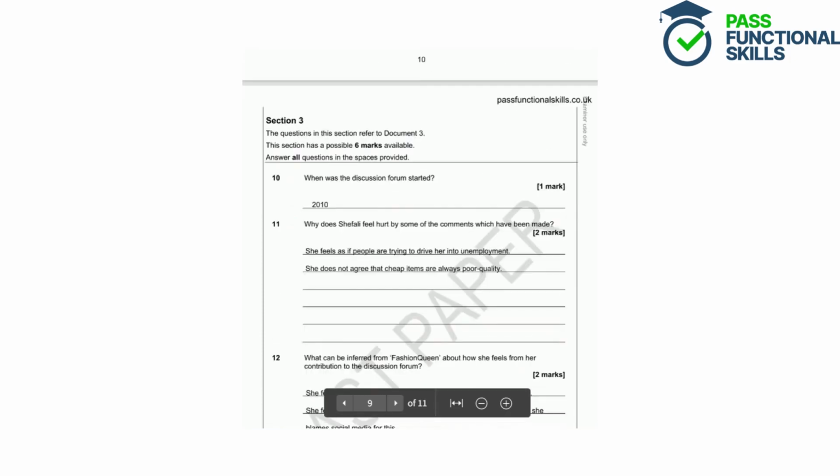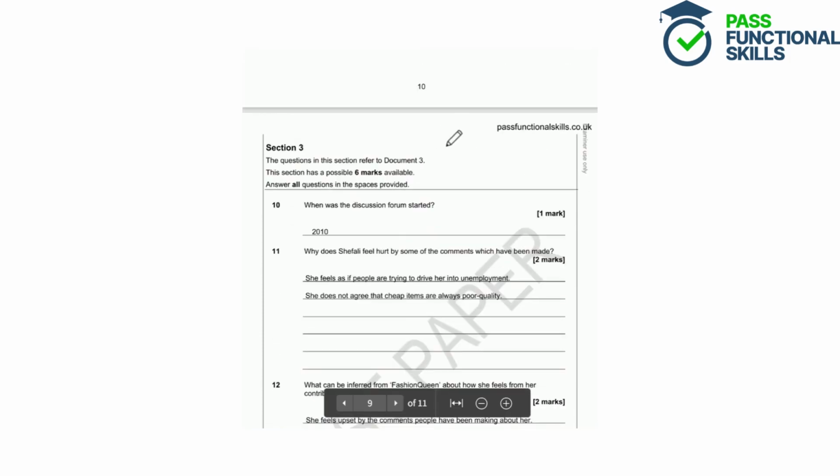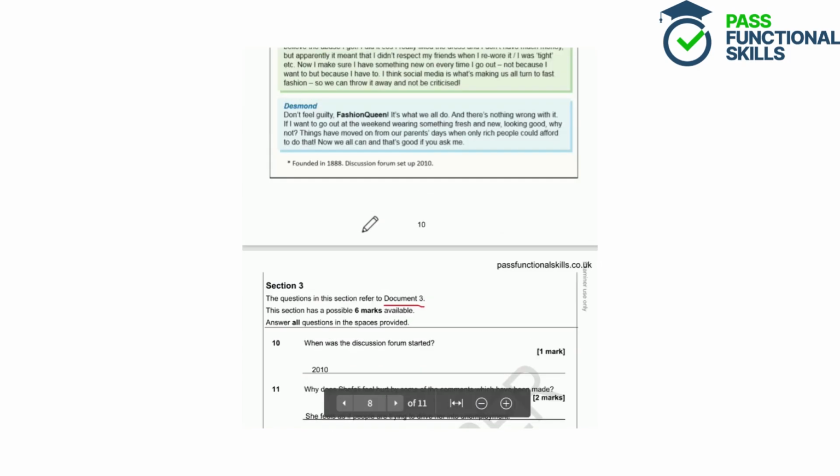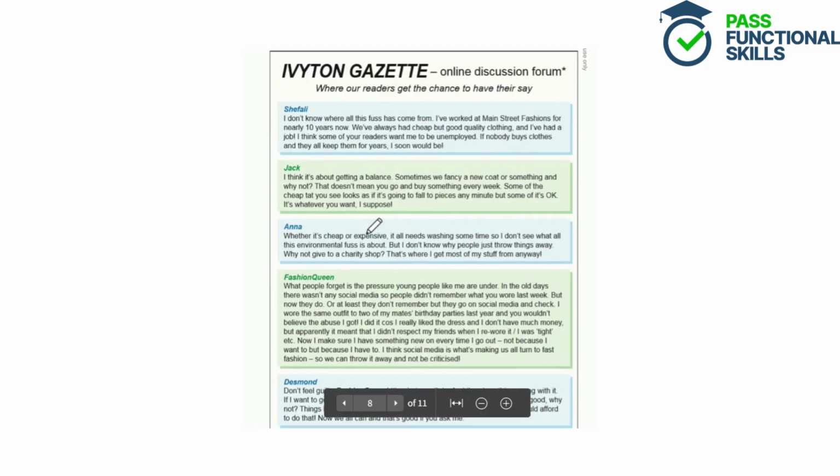Okay, so section 3, these questions now refer to document 3, so we've got another new document. So question 10 says, when was the discussion forum started? And the answer here is 2010, so let's have a look at the document and see how we know that. So we can see up here we've got online discussion forum, which is what we're looking to find information about, and we've got this little star here.